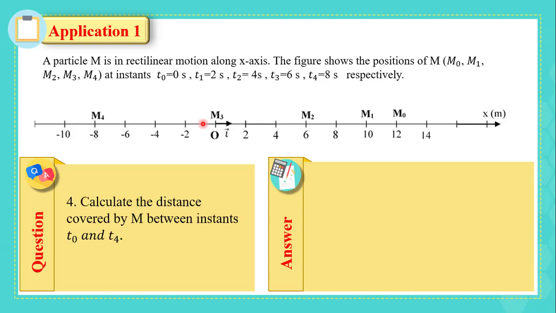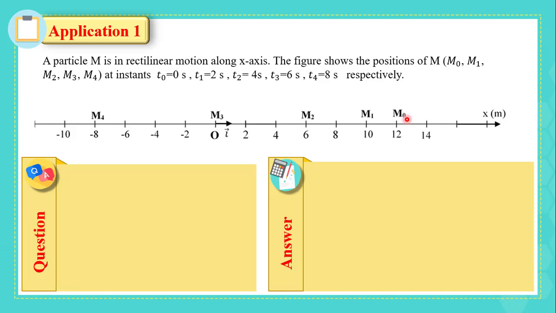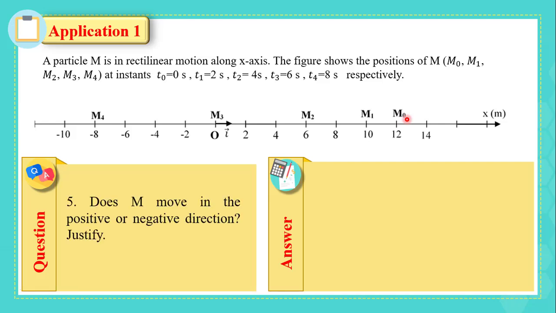Now you are asked to calculate the distance covered by M between the instants t0 and t4. The distance is equal to the absolute value of the difference in the abscissas between the positions of M at the instants t0 and t4, which is equal to the absolute value of -8 minus 12, which is equal to 20 meters. In the last part, you are asked whether M moves in the positive or negative direction, and you need to justify.